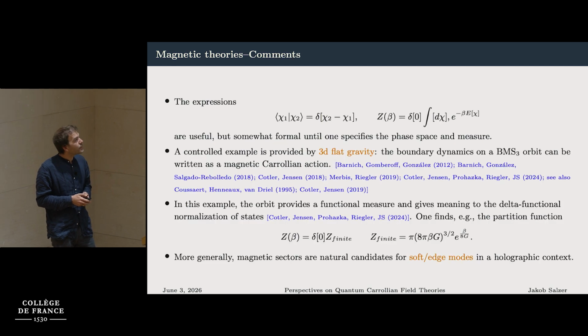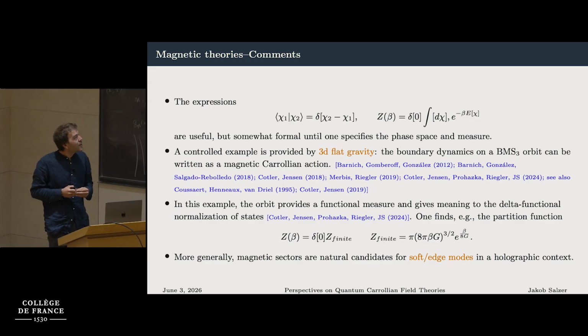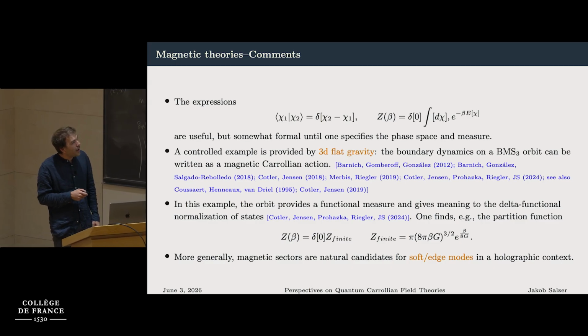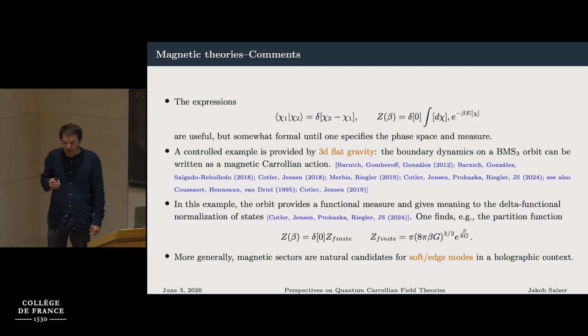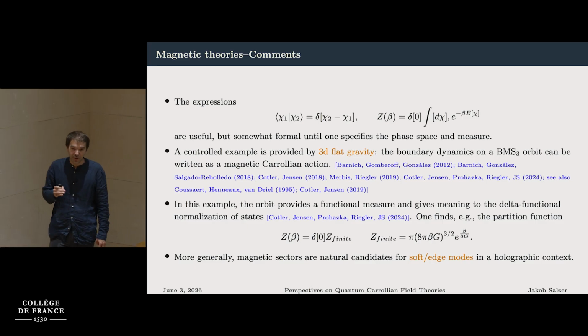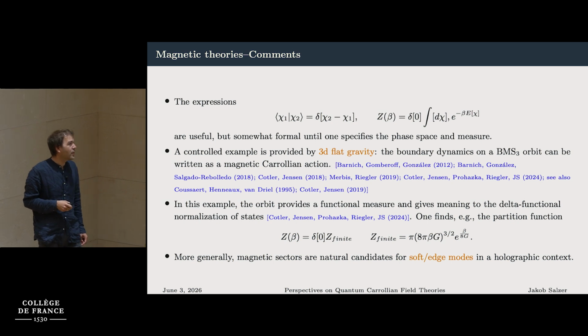Let me tell you that these expressions here, these chi's being a delta function of chi's, and this measure here, it's somewhat formal, right? I haven't given you a definition of this. Defining a theory means also defining this measure and making sense of this delta functional here. Actually, there's a very nice example. I don't have the time to go into this, but I'm happy to tell you more about it.